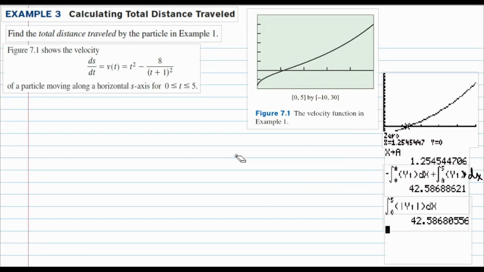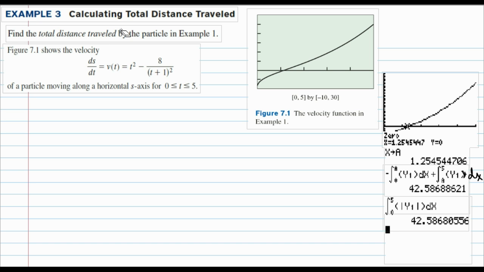This is the screencast for section 7.1, example 3, calculating total distance traveled. So as we have spoken about before, including example 2 in this section, total distance is kind of like total area. So we are going to make the negative area positive and not use signed area like an integral.